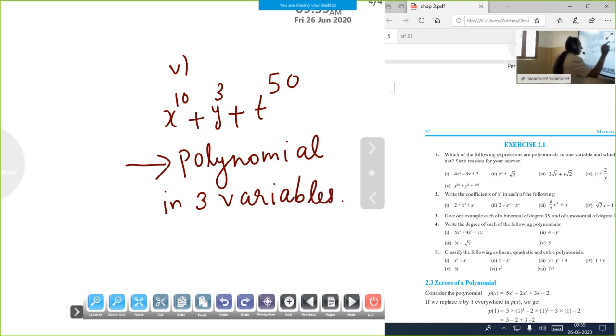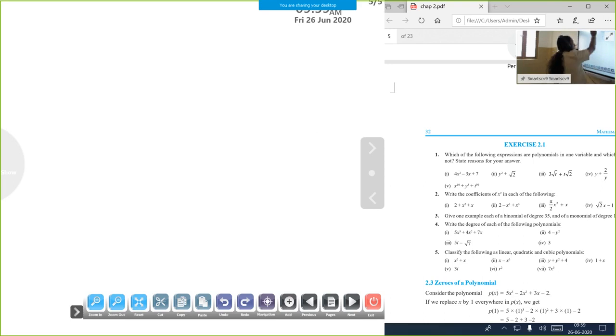So when you get a question, first you check the power of the variable. Is it a whole number or not? If it is a whole number, that expression is a polynomial. If the variable's power is not a whole number, that expression is not a polynomial. And second, you check how many variables are used there. In this expression, x raised to 10 plus y raised to 3 plus t raised to 50, 3 variables are used. That's our first part. Second one: coefficient of a polynomial.